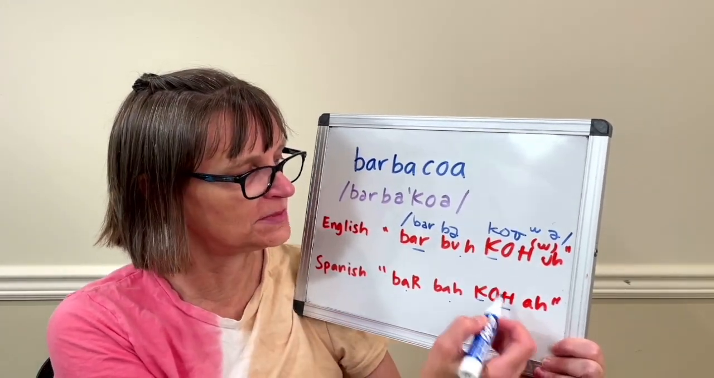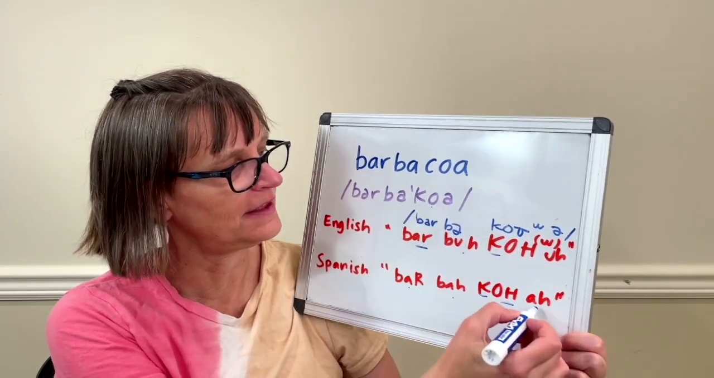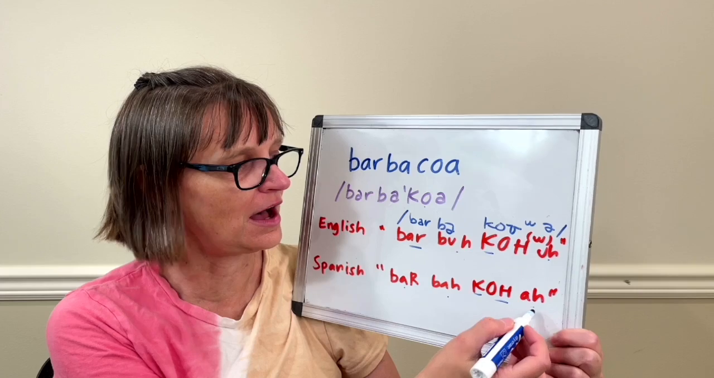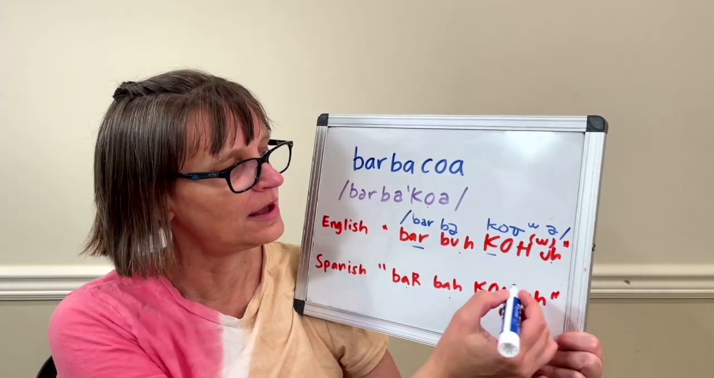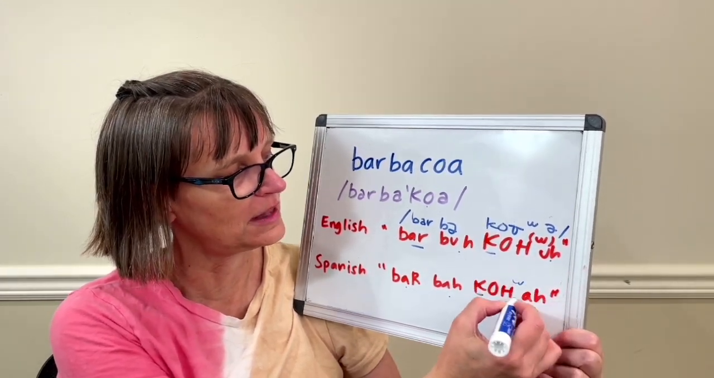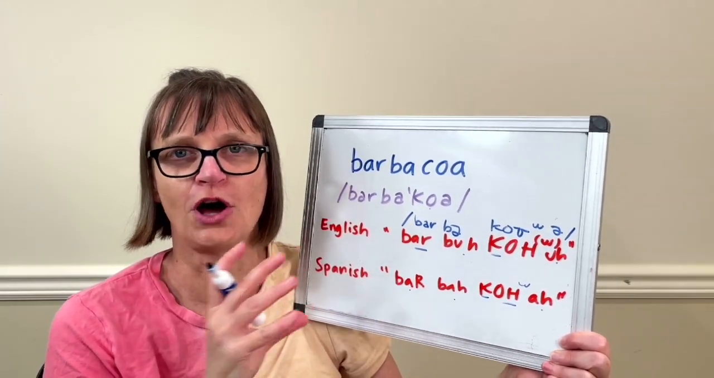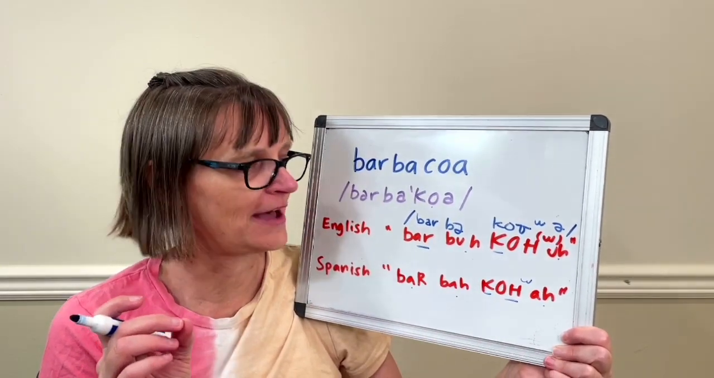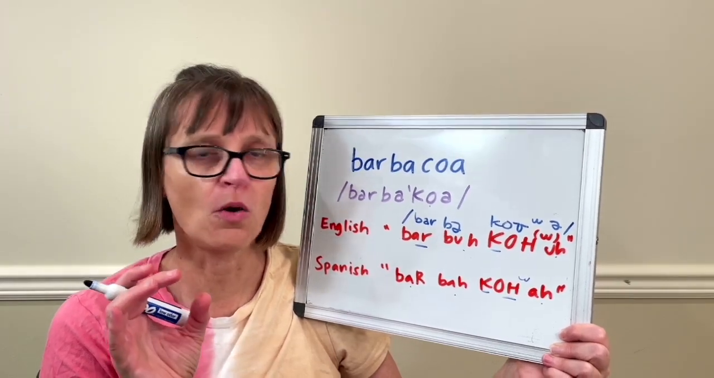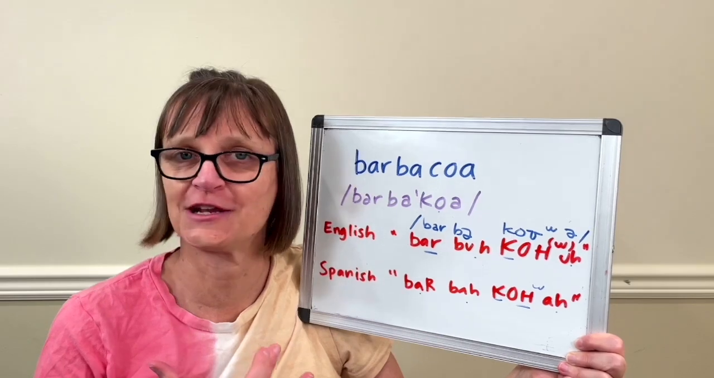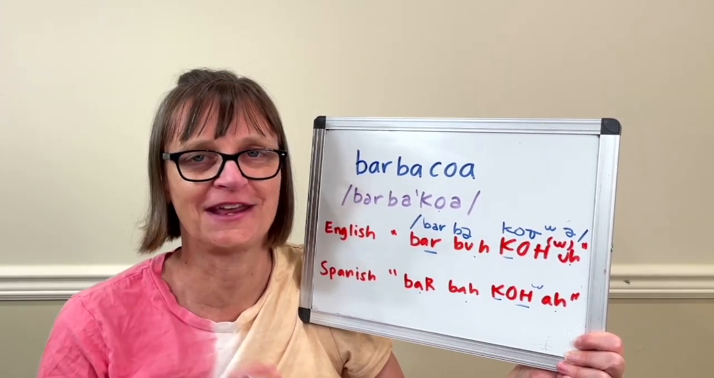The O will just be a pure O, and the last syllable, rather than changing to a schwa, will stay an ah. Coa. They may still have a little bit of a w glide between the O and the ah, but you don't want ko. You don't want a long diphthong O like you would have in English. More coa, barbacoa.